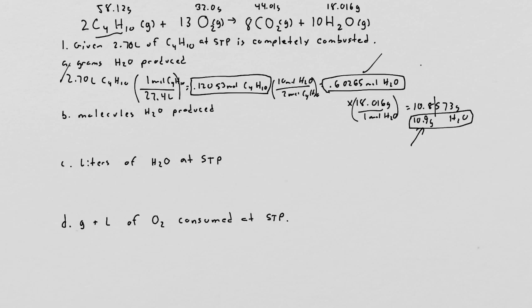So we can just take our 0.60265 moles of H2O and basically go, how many molecules? Well, for every 1 mole of H2O, I've been kind of lazy about canceling. I'll do it now. I'm going to have 6.022 times 10 to the 23rd molecules.